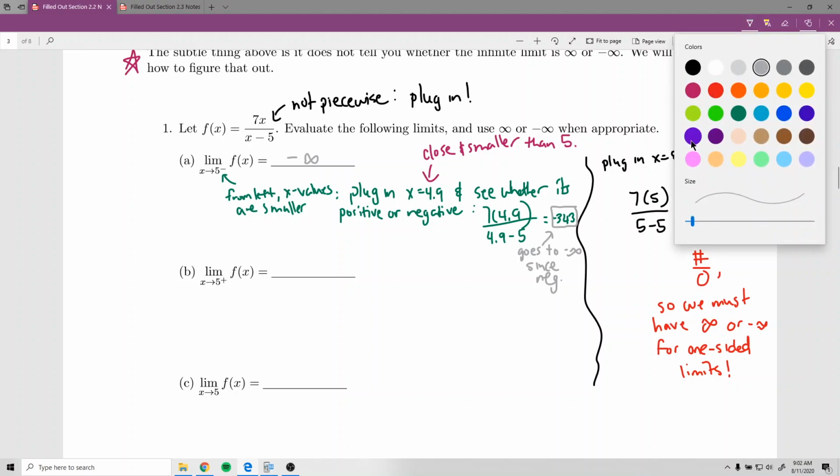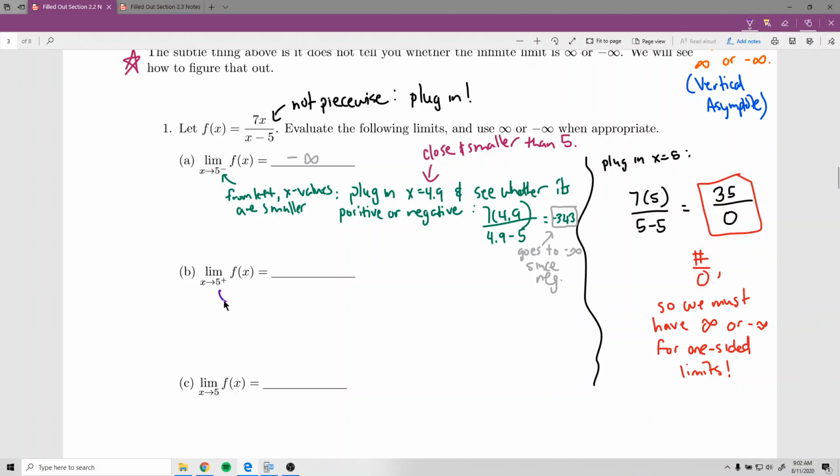Right, now we can do the same thing from the right, the same idea. From the right means the x values are bigger, not positive, but bigger. So we want to plug in something that's close to 5, but bigger. And 5.1, being 0.1 away, is going to be good enough. And we do the same thing. You see whether it's positive or negative.